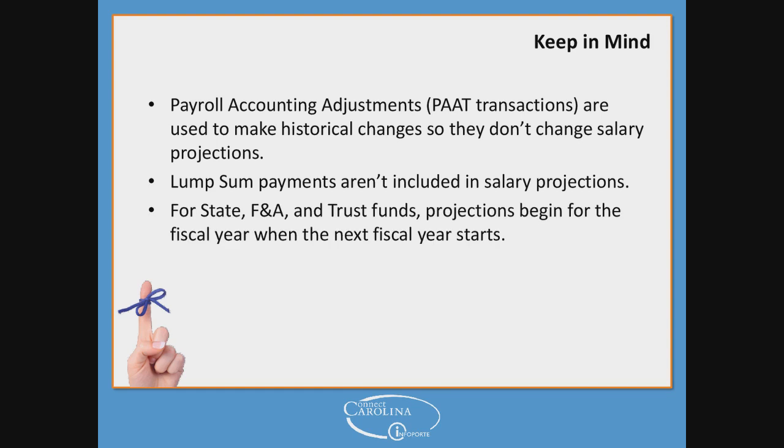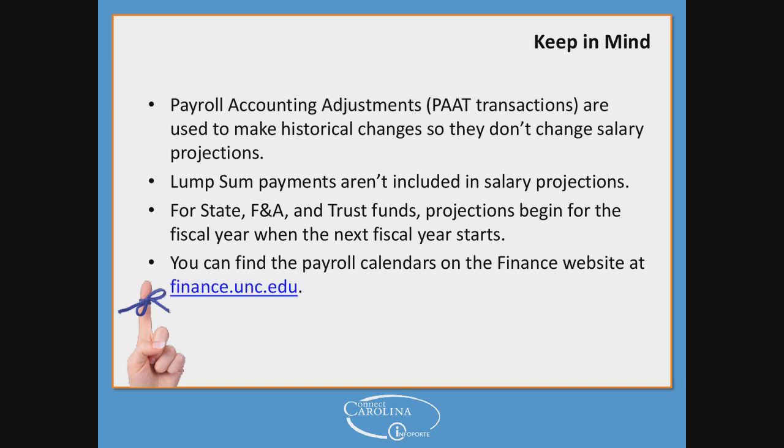And for state F&A and trust funds, projections begin for the fiscal year when the next fiscal year starts. So we'll be projecting for those funds after the next fiscal year begins. And the last thing is you can find those payroll calendars on the finance website at finance.unc.edu. And just like Anita mentioned about the reference card before, you can do a search for payroll calendar and it'll bring them all up.